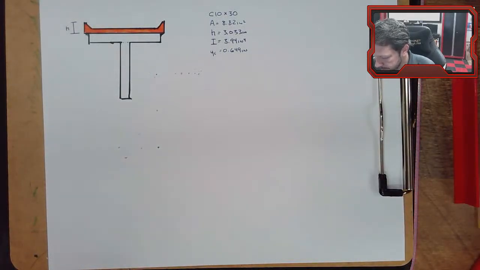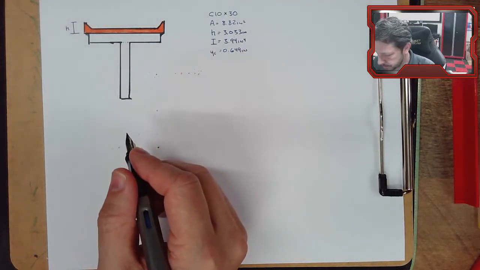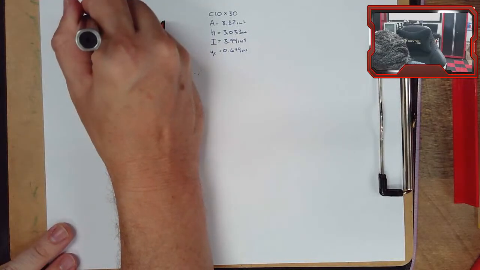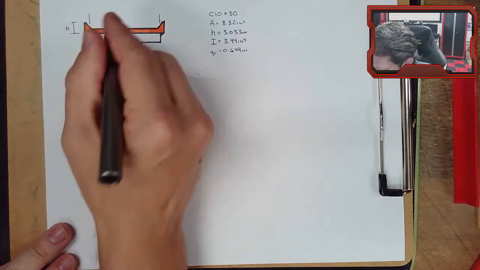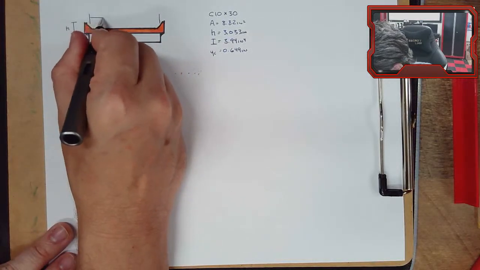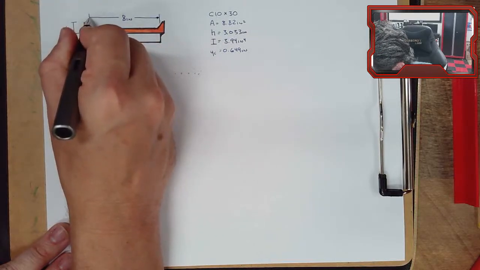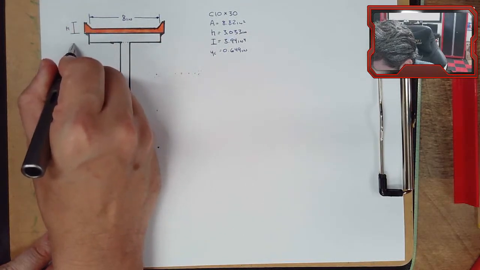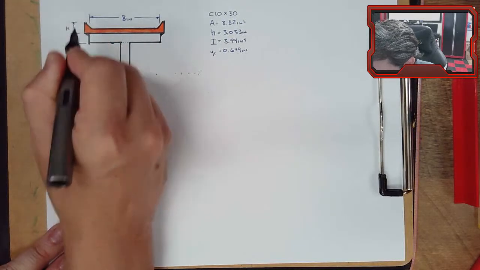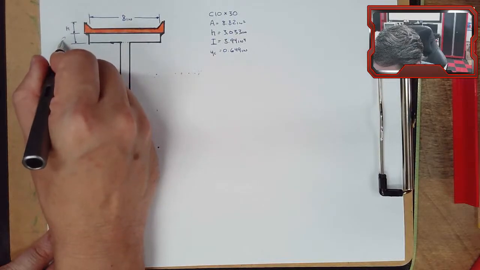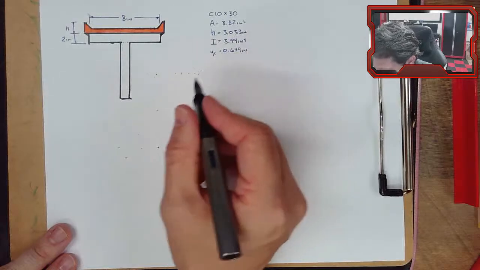All right, we need some more dimensions on here to fill out our T. I don't really like putting this dimension up here, but I don't have a better place for it. So this is the width of the flange for the T. We're going to call that 8 inches. We're going to call the thickness of the flange of the T 2 inches. This is H. This distance over here came from the chart, 3 inches.